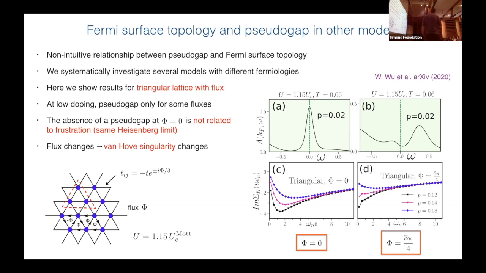If you do the same thing for a flux 3 pi over 4, the situation is completely different. At 8% doping, you're still Fermi liquid-ish here, but very rapidly as you lower doping, you have an insulating-like self-energy. And if you look at the spectral function, you start seeing a dip here, which was not at all present. So there's definitely something going on as you change the flux, or your dispersion, or your non-interacting Fermi surface.